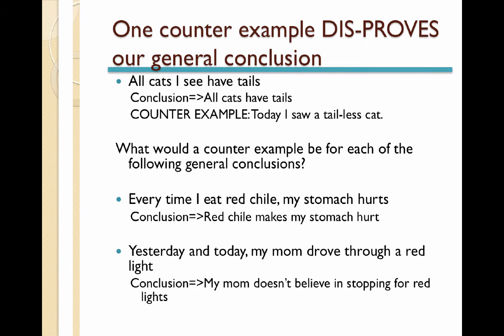Let's say that I've come to the conclusion that all cats have tails because all cats I've ever seen have tails. However, today I saw a cat that didn't have a tail. All right, so my whole conclusion about all cats having tails has just fallen apart because I found one example of a cat that did not have a tail. Think about these other two examples. What would a counterexample be for each of the following general conclusions? There's a lot of different answers. See if you can come up with a couple.